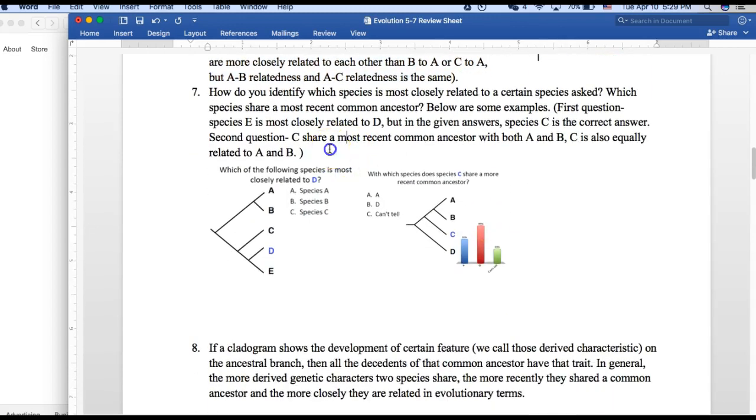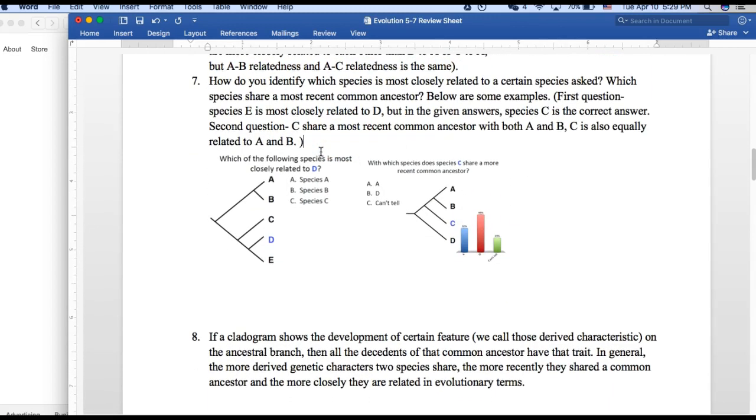Next one, how do you identify which species is most closely related to a certain species asked? So, question for you. Which species is most closely related to A? The answer will be B because they both have a most recent common ancestor shared right here. Which species is most closely related to C? You can say D and E because C, D, and E all share a most recent common ancestor right here. So C and D are equally as related compared to C and E.